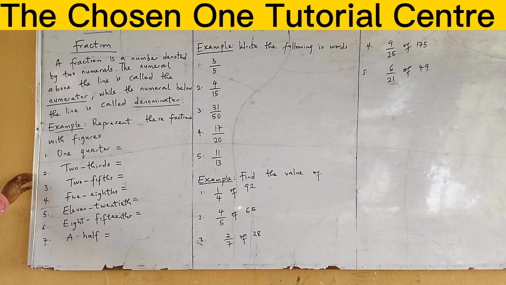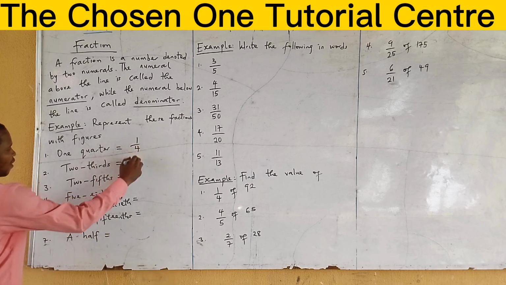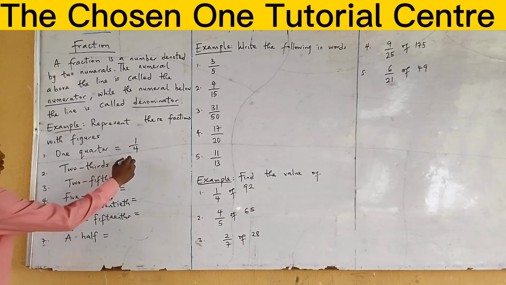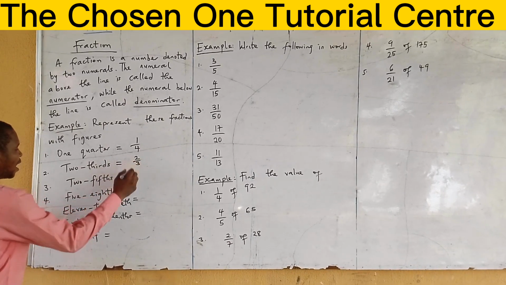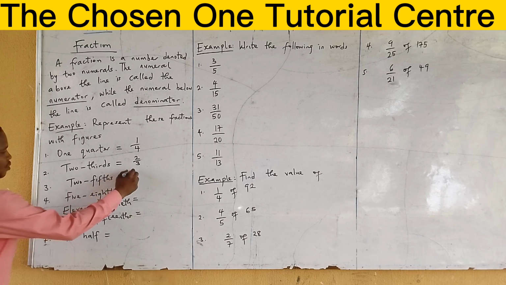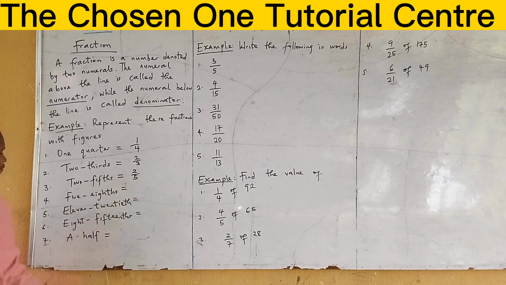Let's consider the first example. Represent the fractions below with figures. We have 1/4. It simply means 1/4 in figure. Then 2/3. That's 2/3. Then 2/5. That's 2/5.